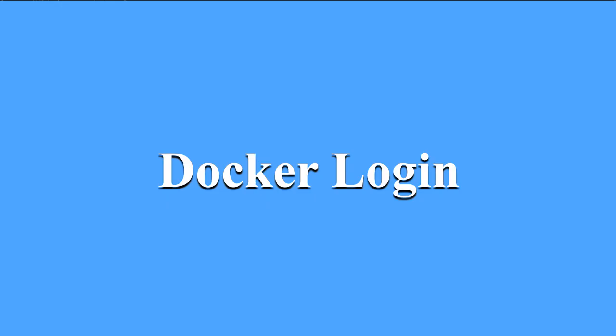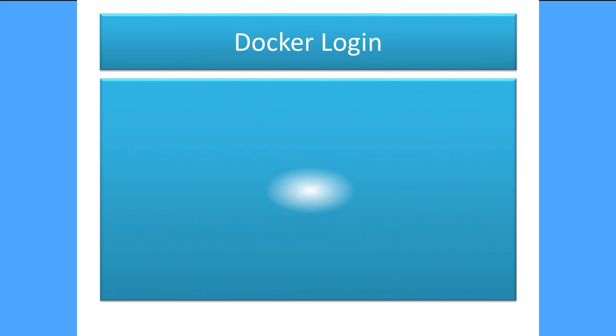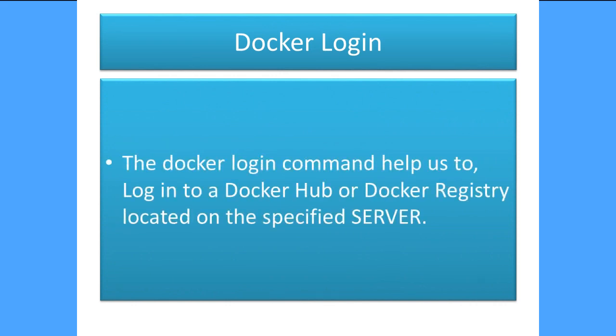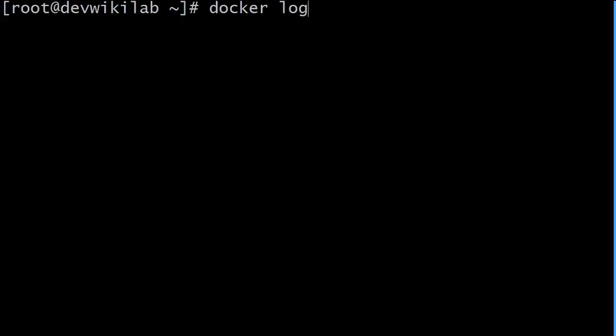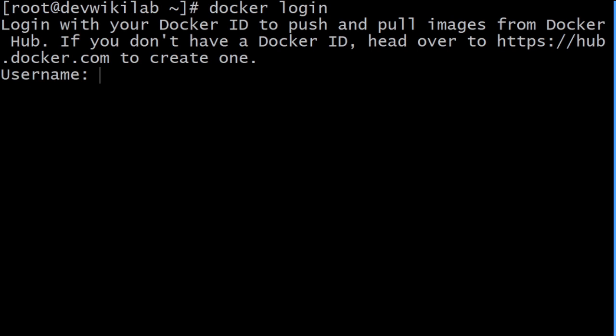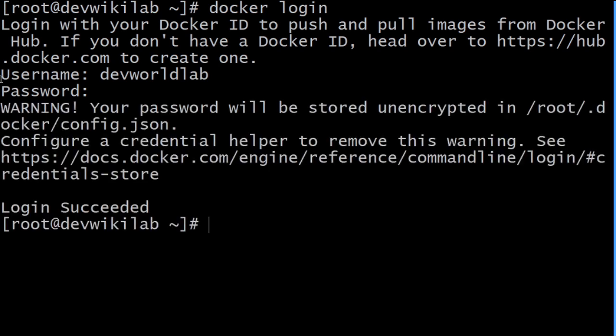The next command is docker login. The docker login command helps us to log into a Docker Hub or Docker registry located on the specified server. In the terminal, type docker login, enter your Docker Hub credentials, username and password. You will get a message: Login Succeeded. Now you have successfully integrated Docker Hub in your server.